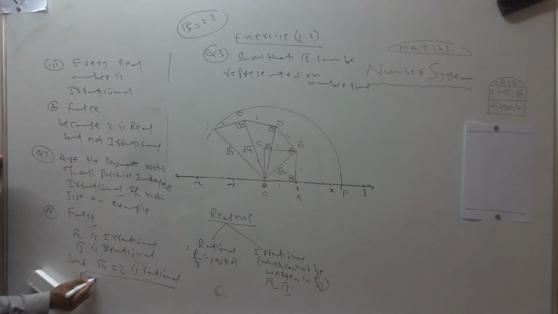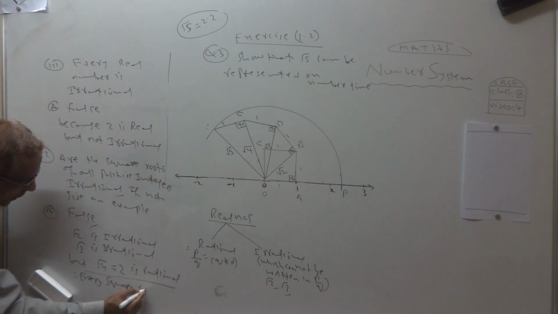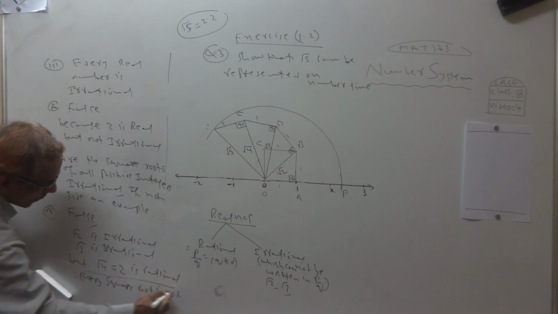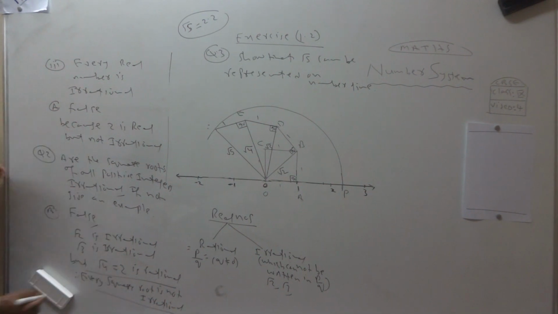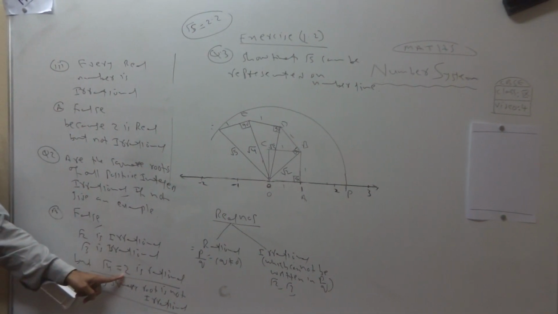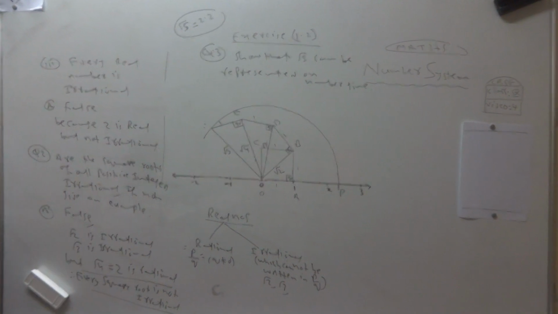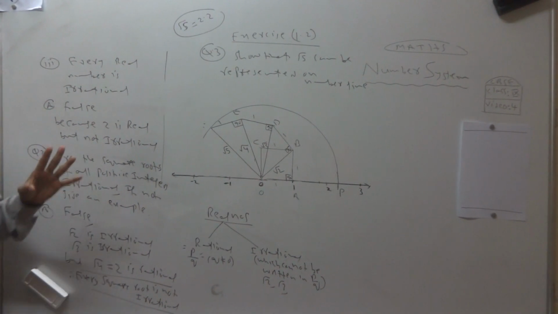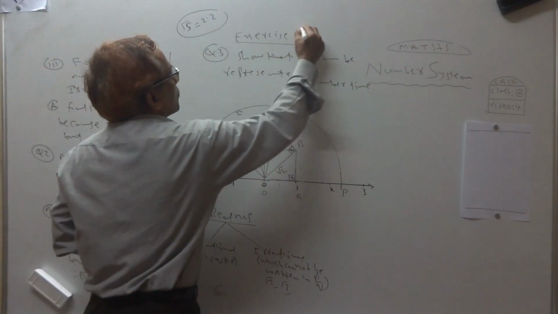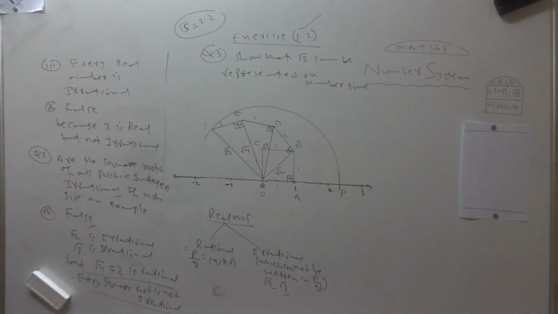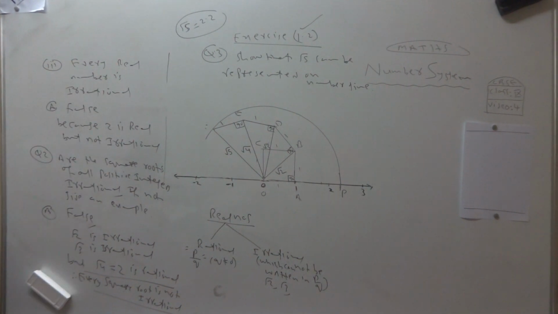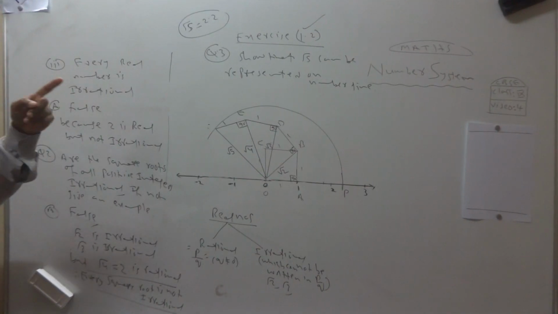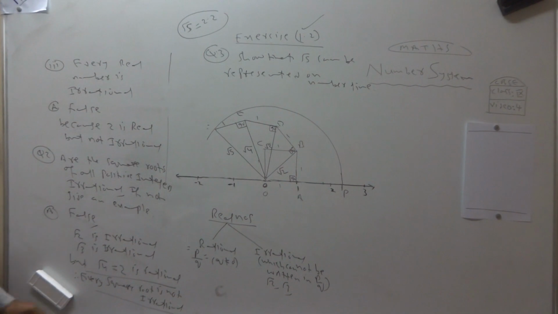Therefore, every square root is not irrational, it's not compulsory. Understand? Why? Because the value of root 4 is 2. It is rational. So by this we completed exercise 1.2. This was the third question. So this exercise is finished. In the next video we start the third exercise. Thank you. We stop now.